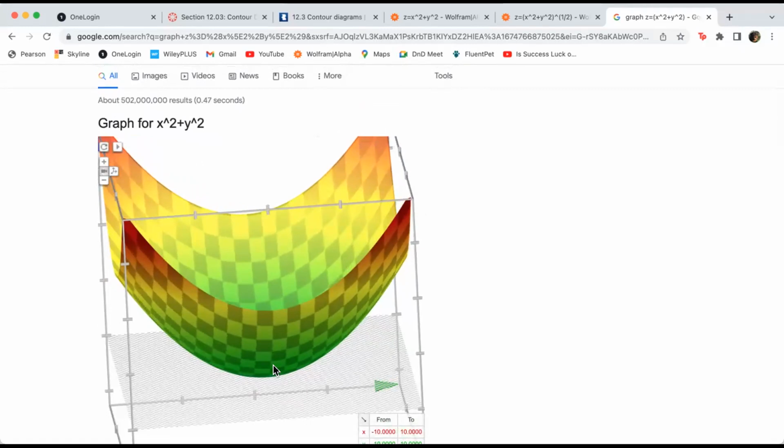Any questions? All right, so what we're trying to do is build a new library of surfaces. We want to be able to look at an equation and see what the surface is in our mind.